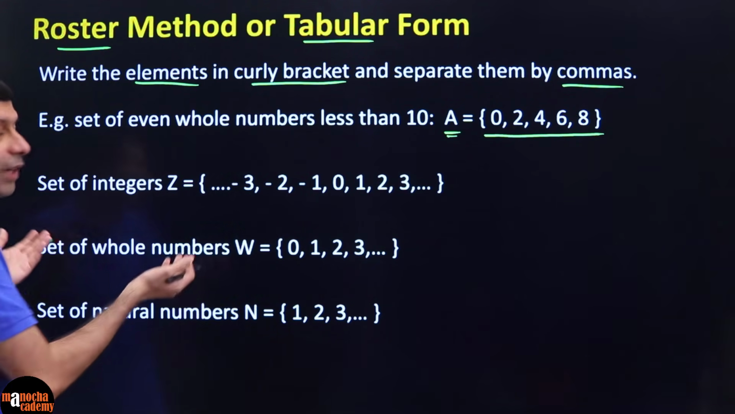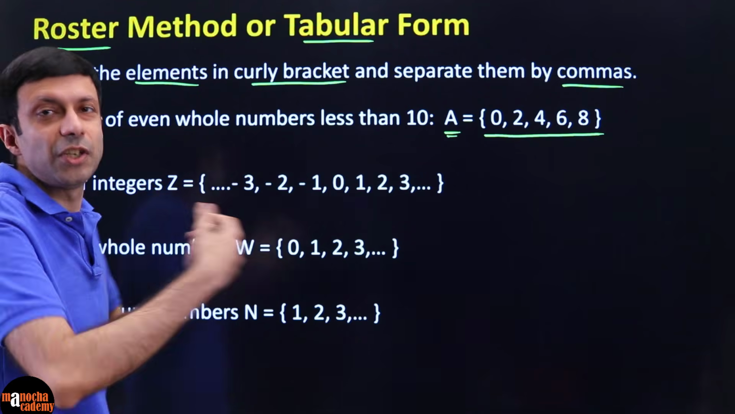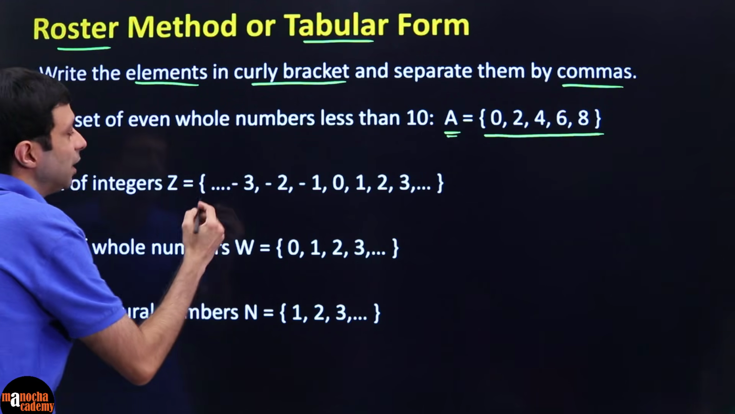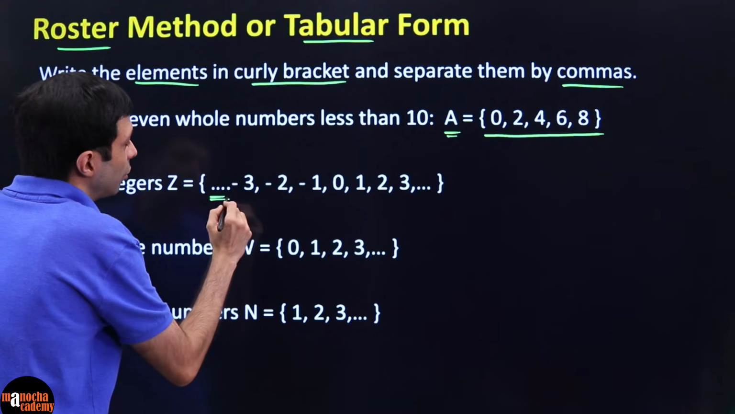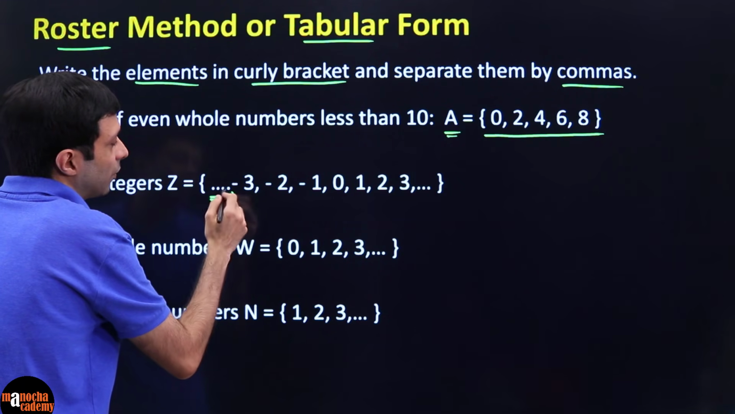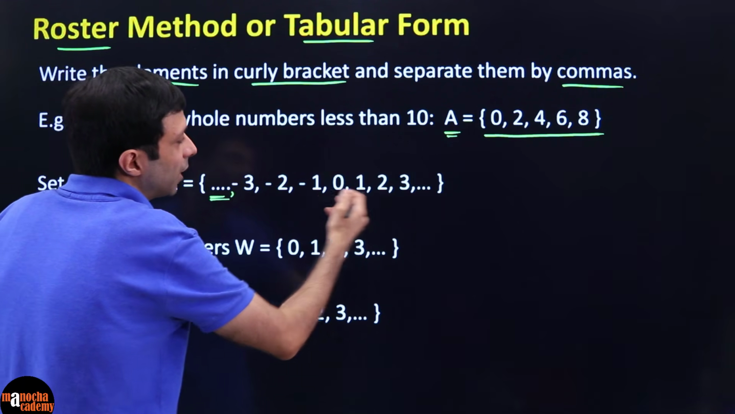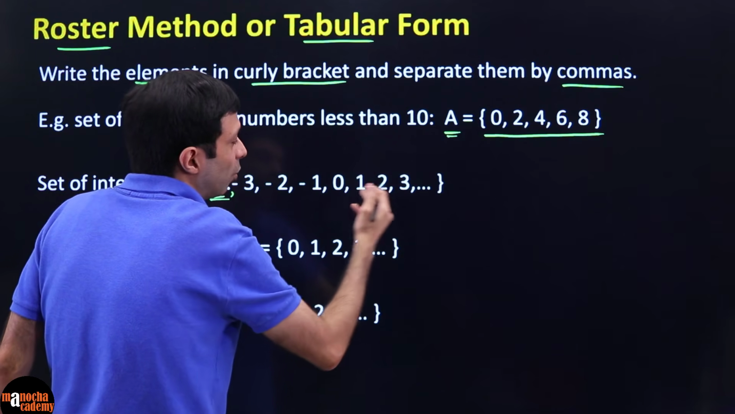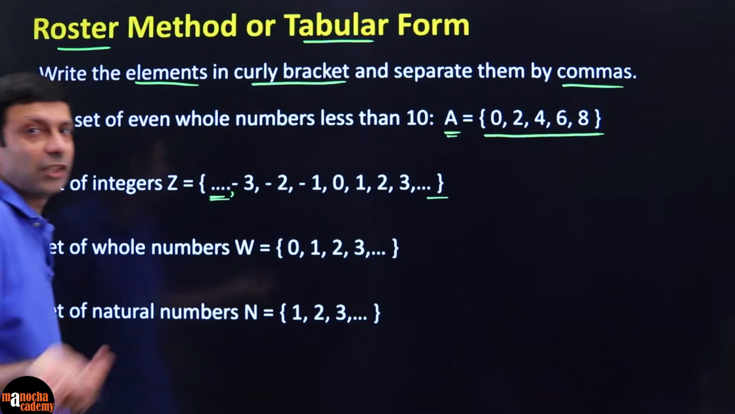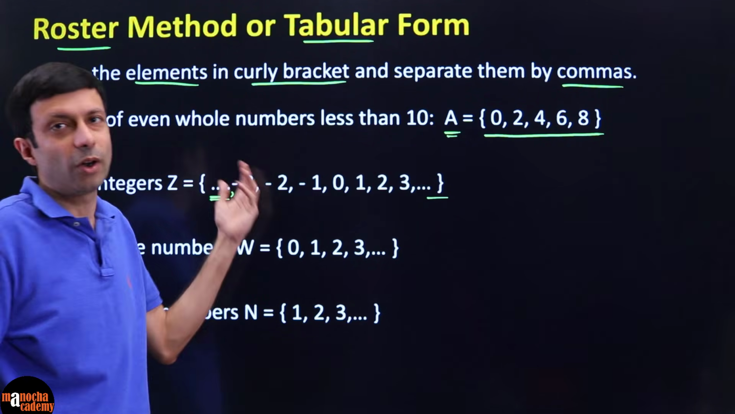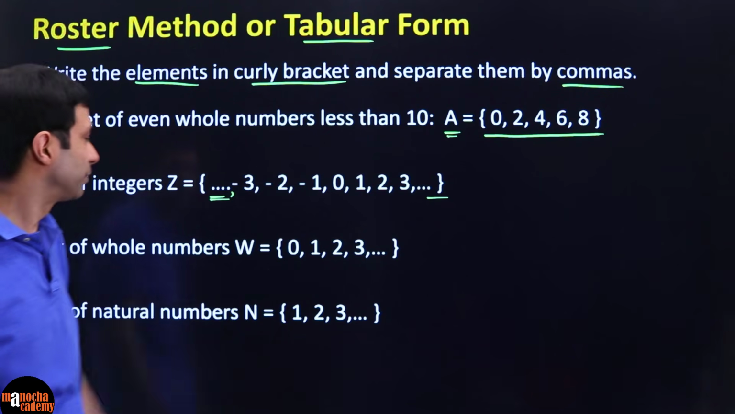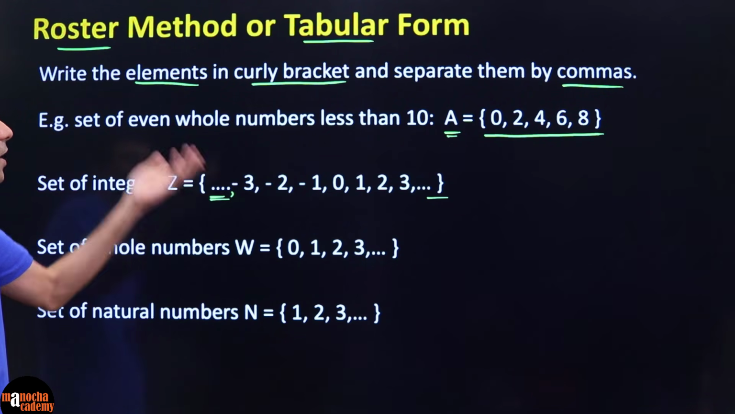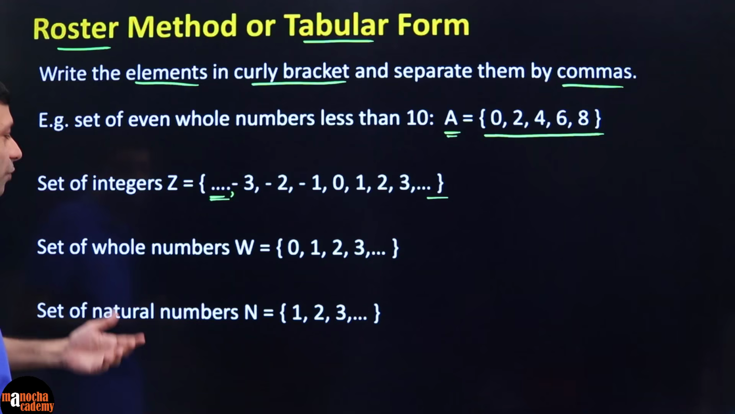Now if you look at the set of integers, the number of integers is infinite. So obviously here we use the dot dot dot notation. So we have dot dot dot, -3, -2, -1, 0, 1, 2, 3 and so on. Because integers, remember, can be positive or negative and they include 0. So this is integers in roster method or tabular form.